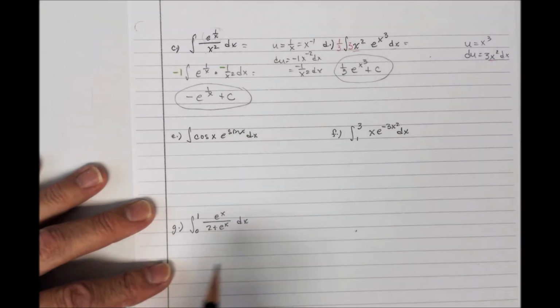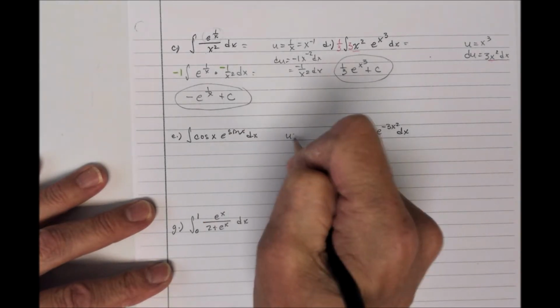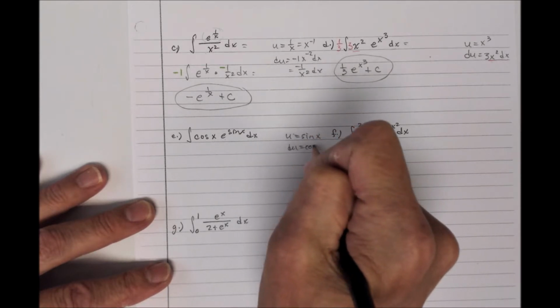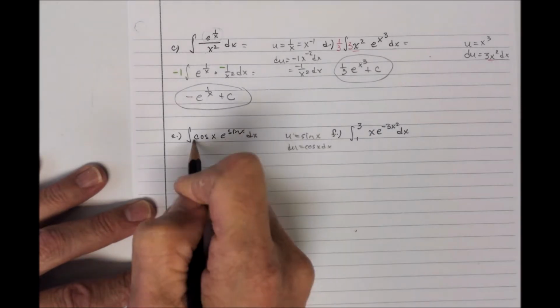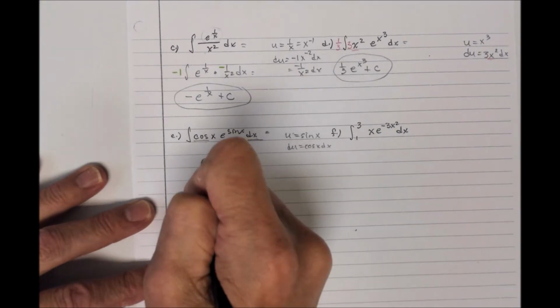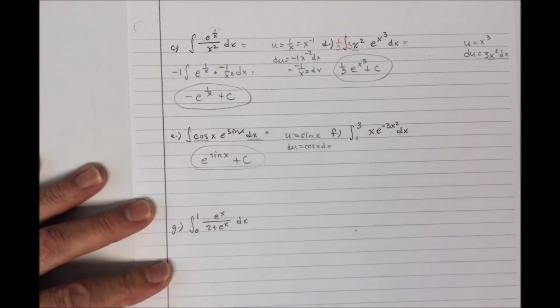Not too bad right here. So my u in this case is the exponent for my base e, so that would be the sine of x. So du would be the cosine of x dx. It's all there. There's my du. So e to the u du is e to the u plus a constant. That was the easiest one yet.